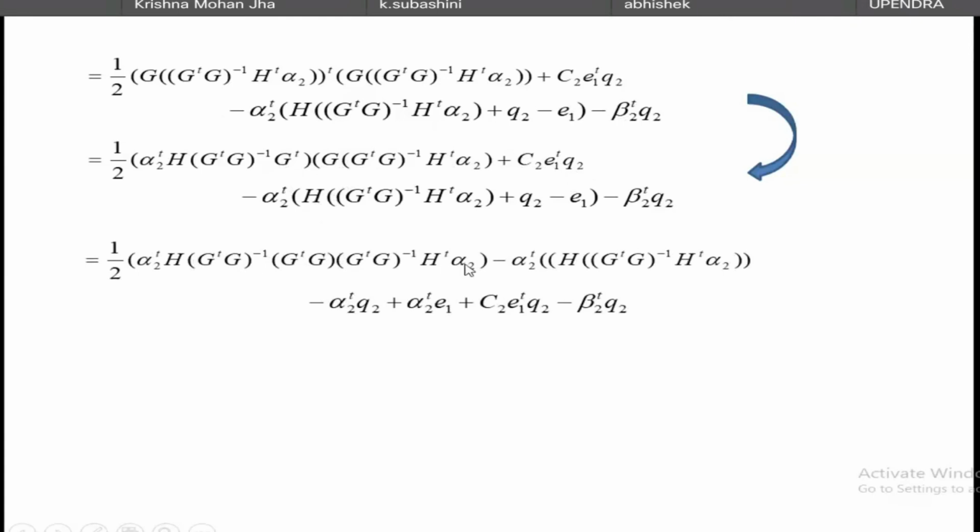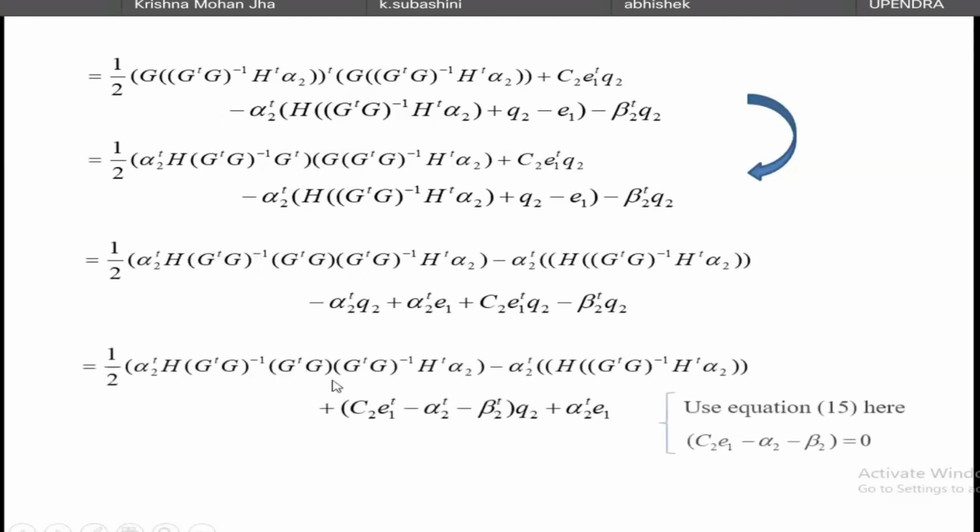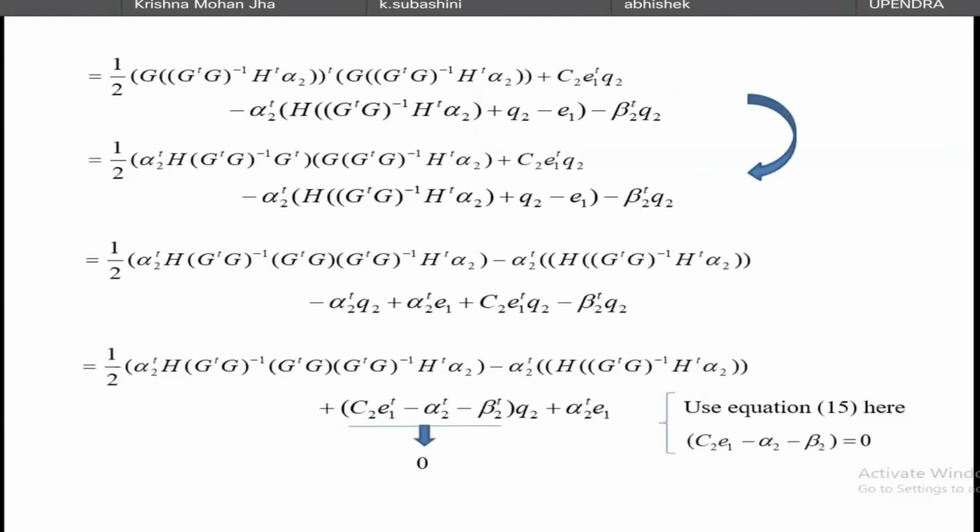So you will get in this particular form, because it's an identity matrix, you can write this as I. So you will get only 1 by 2 alpha 2 transpose H G transpose G inverse H transpose alpha 2, and all other terms will be this one. And in the same manner, because this is equal to 0, you can make this whole term 0. So you will get only this particular term.